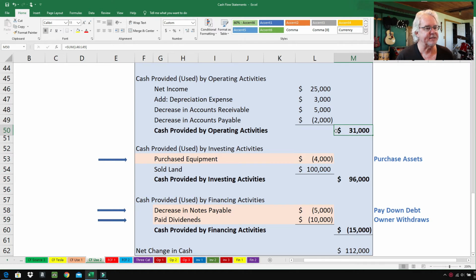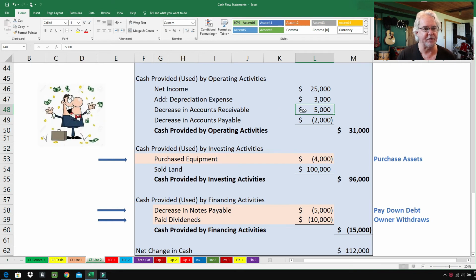And last time, with the last example, we had accounts receivable. There was a big problem with accounts receivable. Accounts receivable were increasing. Well, this time accounts receivable are decreasing. And when accounts receivable are decreasing, that means people are paying what is owed. A very good thing for Fred. And that's why a decrease in accounts receivable is a positive cash flow. So this is much better.